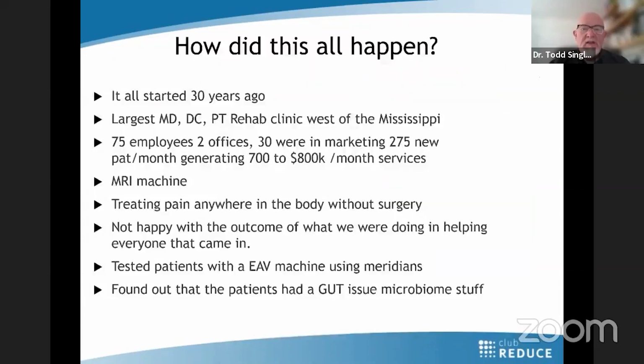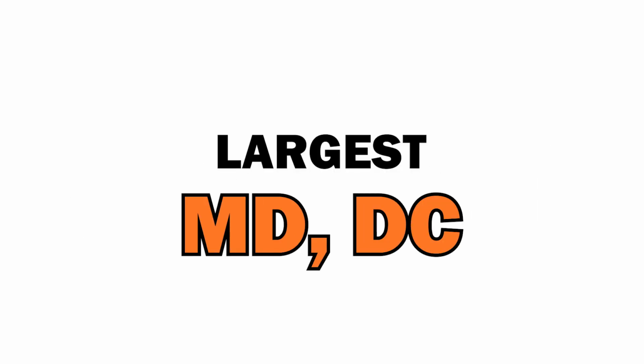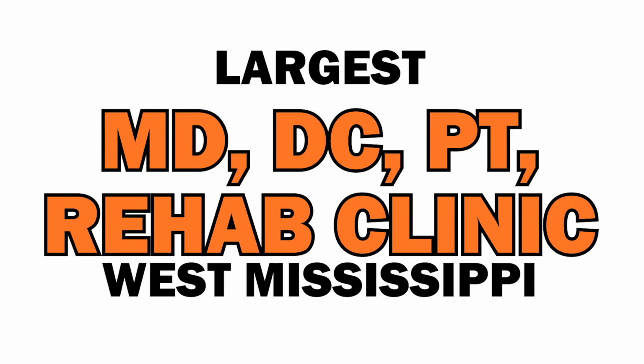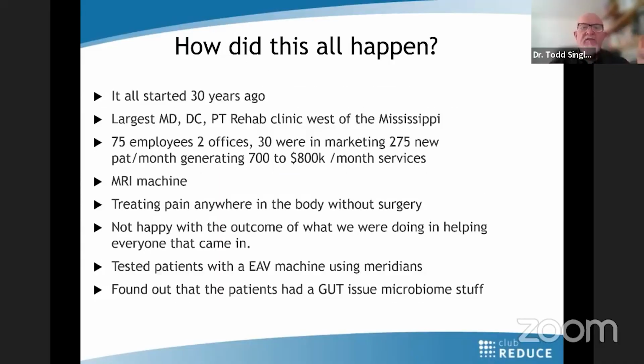And so what happened was, it started 30 years ago. I've been practicing for now 32 years. So 30 years ago, we started with the largest MD DC PT rehab clinic west of the Mississippi. We had 75 employees, 2 offices, and 30 of them were in marketing. Remember, it's 90% marketing, 10% what you know. 275 new patients per month, generating $700,000 to $800,000 a month in services. I had an MRI machine that was running like 16 hours a day.